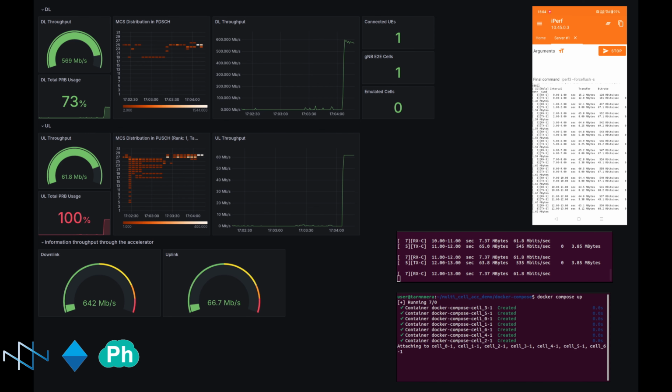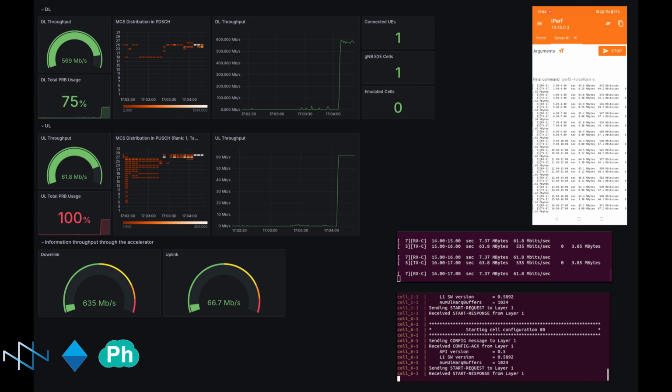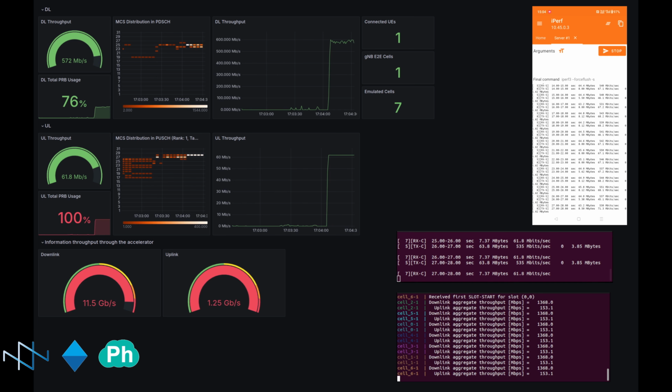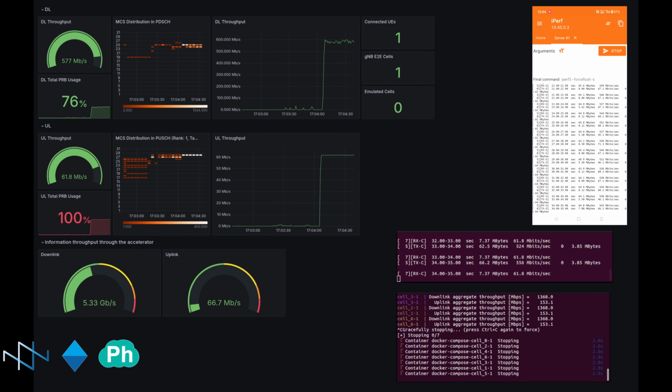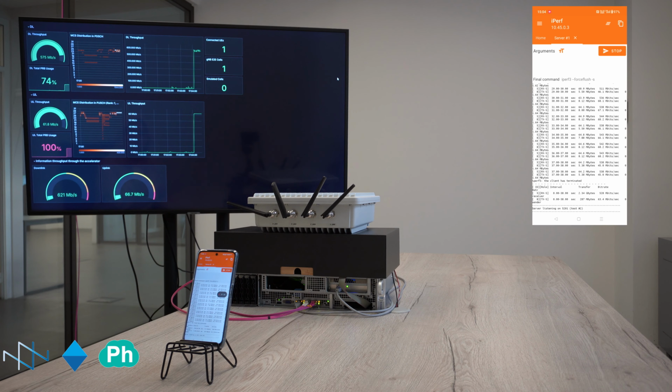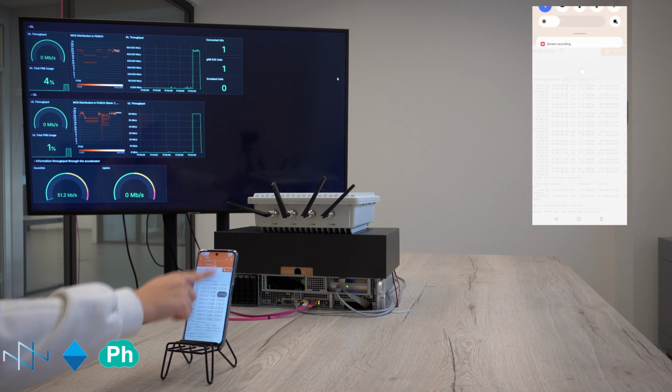Now that we have the end-to-end connection established, let's bring up the Docker containers with emulated cells. We can see that the aggregate throughput through the accelerator card is now much higher than before. This way, we demonstrate the full cloud-native solution that virtualizes all hardware resources and guarantees scalability. However, these numbers are way below the peak accelerator capacity. At the end, we turn off the emulated cells, stop the iPerf, and go back to airplane mode.